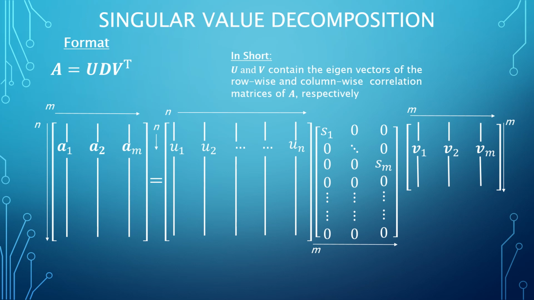U and V, the matrices, contain the eigenvectors of the column-wise and row-wise correlation matrices of A, respectively. Okay, so now that the statement is out there, we can tease apart what it means. I think it's best to start in reverse within that statement, with the correlation matrices.